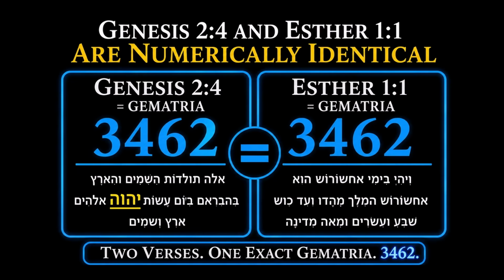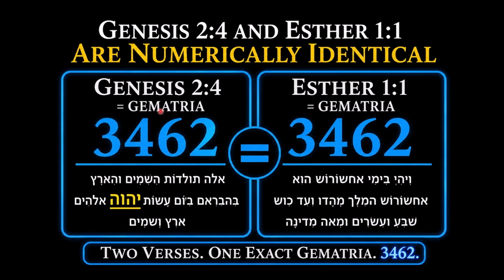Not only are there impressive patterns between the first mention of God's name and the name of Esther, but we also find a striking symmetry between the first appearance of God's name and the opening verse of the book of Esther. Genesis 2:4 is a review of the creation account introduced in the first verse of Genesis, but it also introduces something entirely new. It's the first time God's personal name, the Tetragrammaton, appears in the Bible, which we see here.